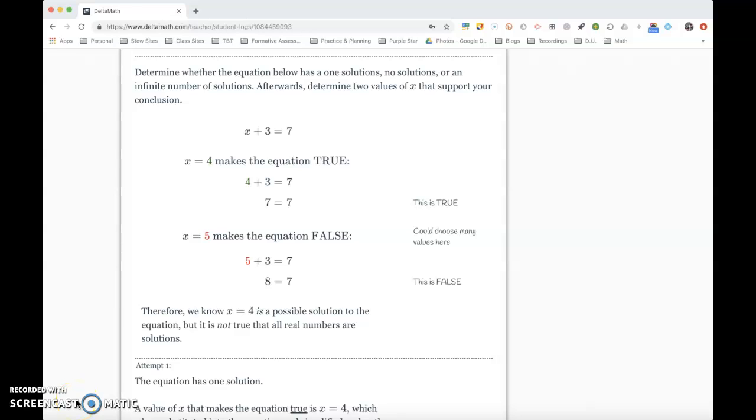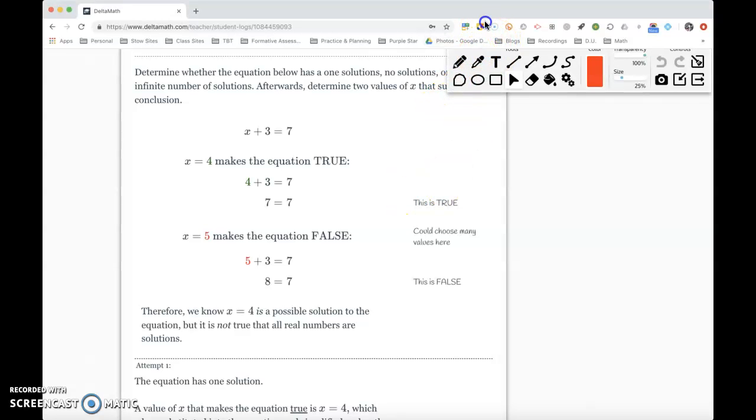I got another question about Delta Math. This is one that I've gotten from a couple of students, and I've answered sort of one-offs, so I'm making a quick recording. Delta Math is really specific with how they want you to answer these questions.